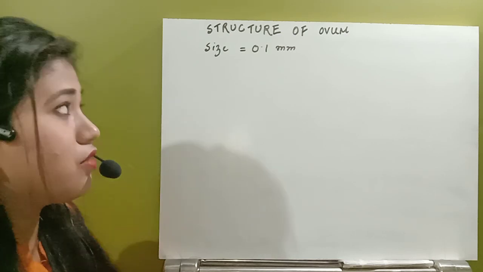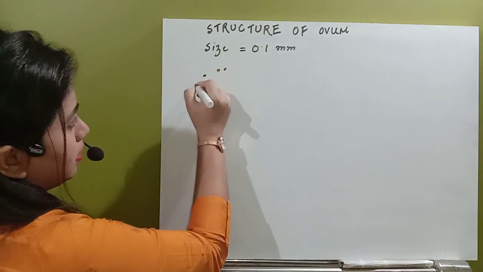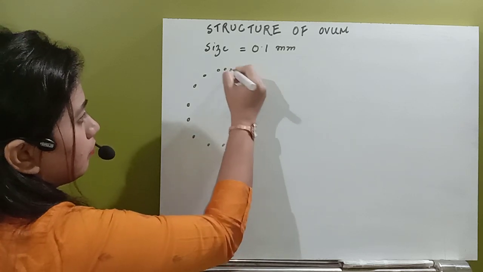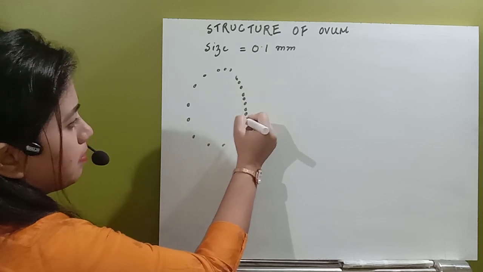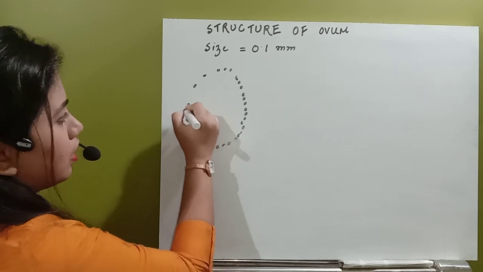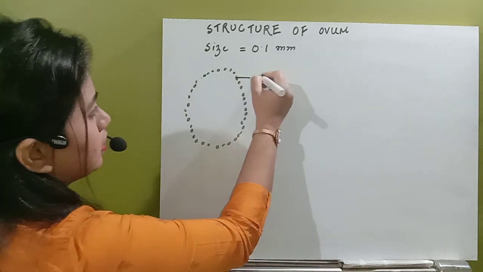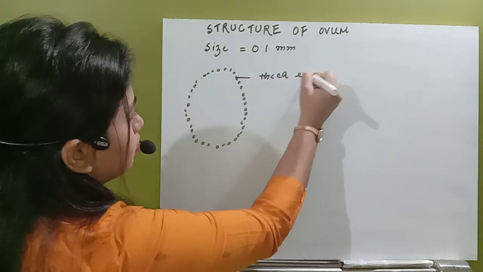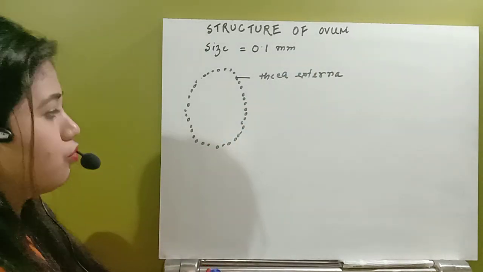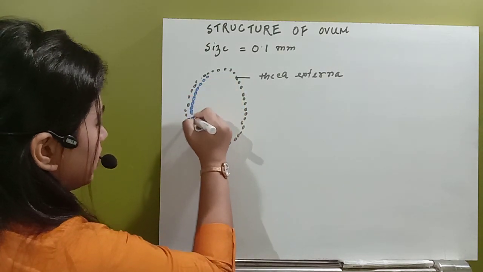The secondary oocyte has membranes. The outermost membrane is known as the theca externa. Just behind the theca externa, we have another membrane, known as the theca interna.